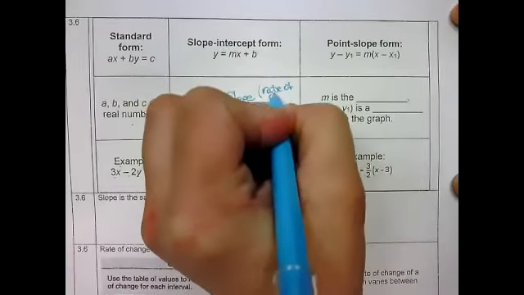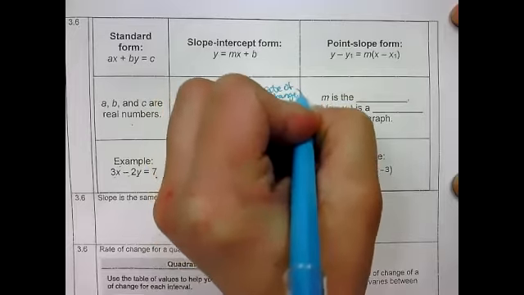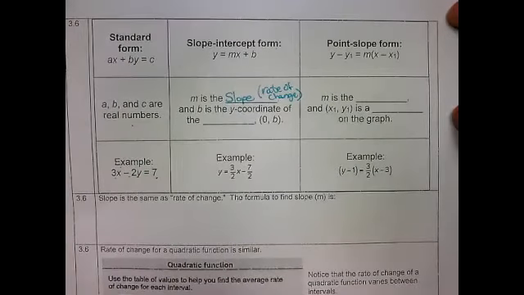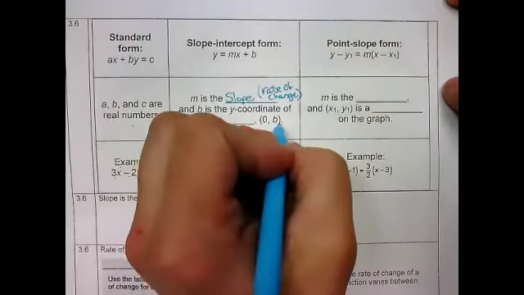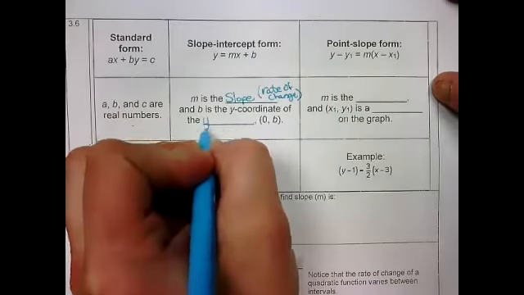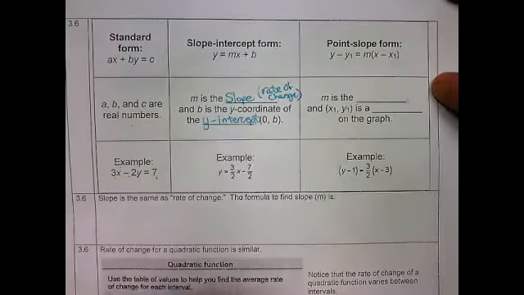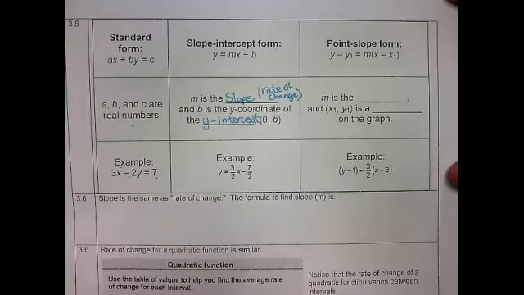So rate of change, right? It's the change of the y value over the change in the x value. And b is the y coordinate of the y-intercept. In other words, that's where it crosses the y-axis.